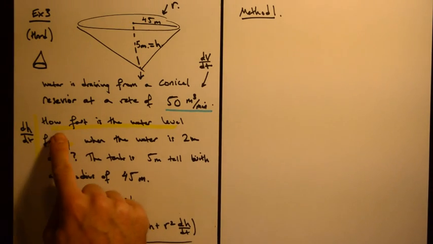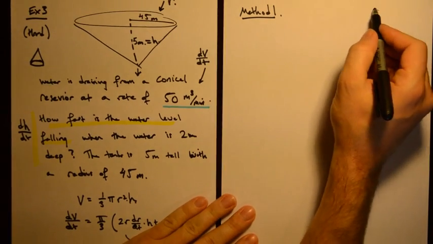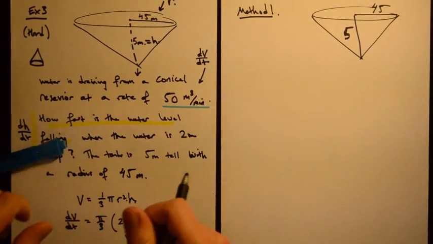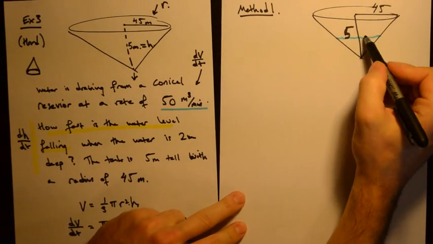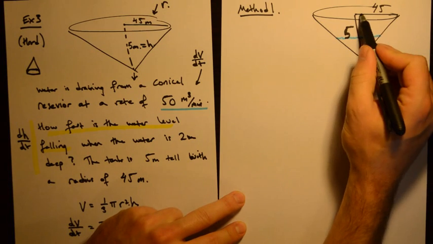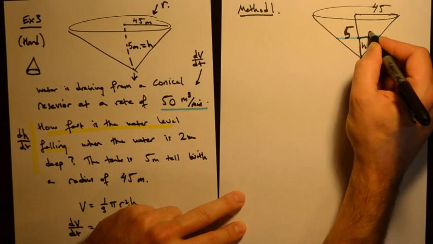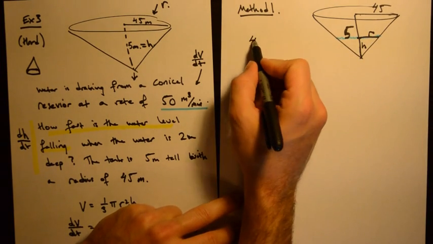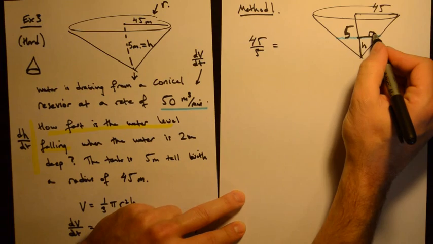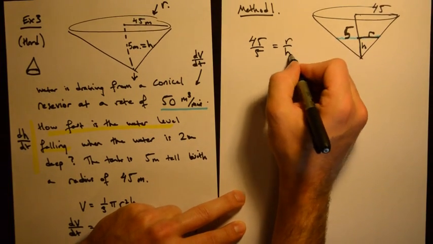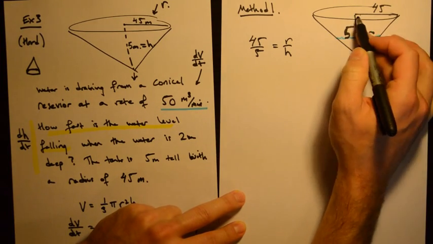Now, we want to find how fast the water level is falling, which is dh/dt. So we can use a similar triangle technique to do this. If the water level has fallen to a certain amount, then there'll be a similar triangle relationship between this piece here and this piece here. So if the height at some later time is this h and the radius is r, then the relationship will be 45 over 5. The overall radius over the overall height must be equal to the radius here divided by the height here. So by similar triangles, the ratio of this to this is the same as this to this, since these 2 triangles are similar.